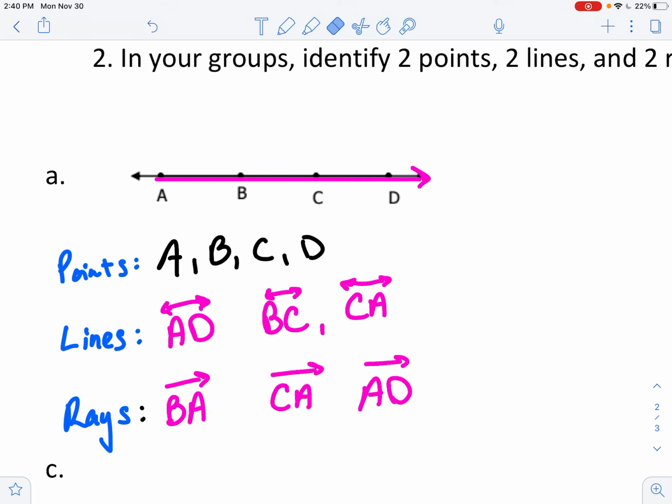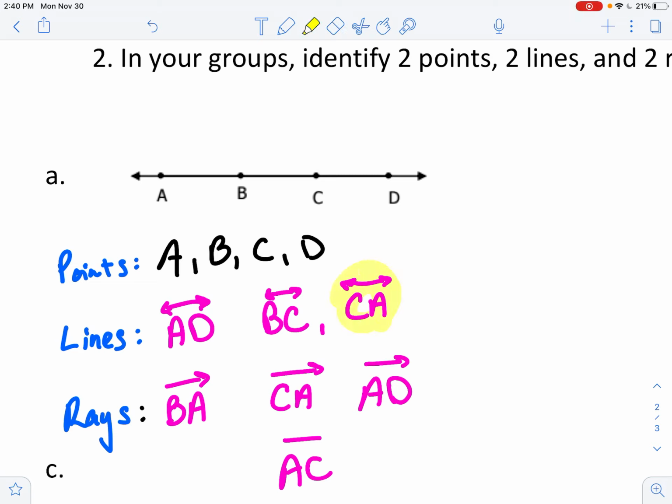All really good examples of rays. And then, of course, we could name segments as well. I could say BC is a segment, or BD is a segment, or BA is a segment, or AC is a segment. And then if I was going to say that, then I would have to use the segment symbol above it, just to denote that it's really a segment and not a line or a ray.